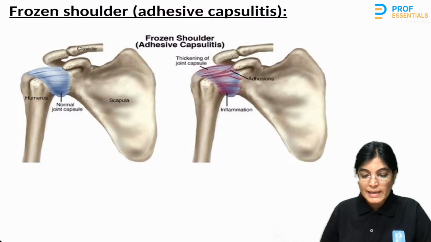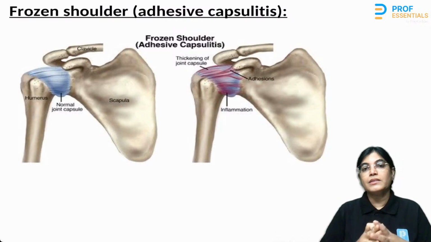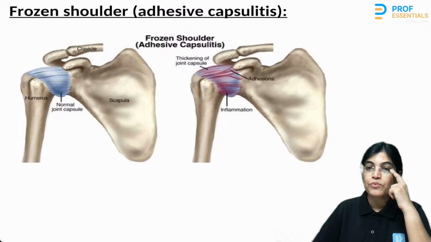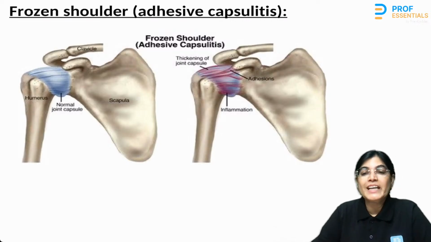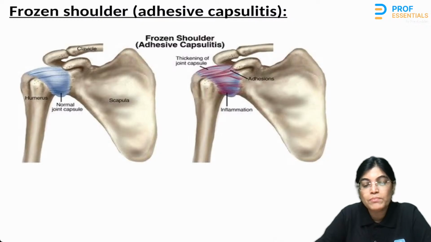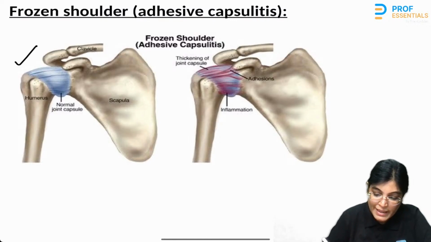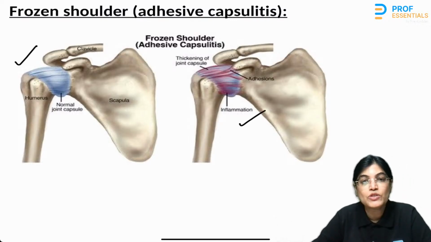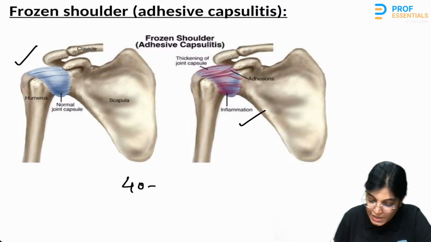So this is a clinical condition where the movement of the shoulder joint is limited. The patient is generally older than 40 to 45 years, and there are not many radiological changes, but what will be seen is a uniform limitation to the movement. Thickening of the joint capsule is there, and the condition is generally seen between 40 to 60 years of age.